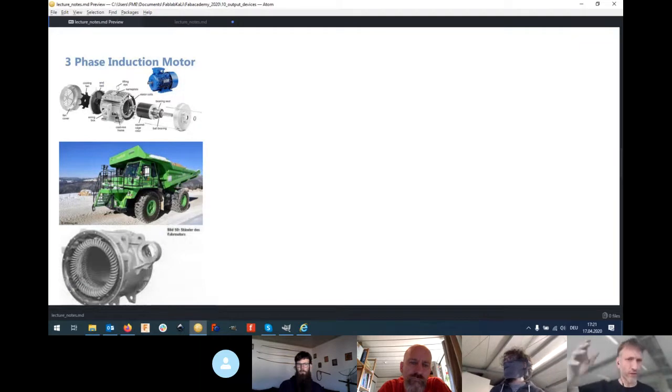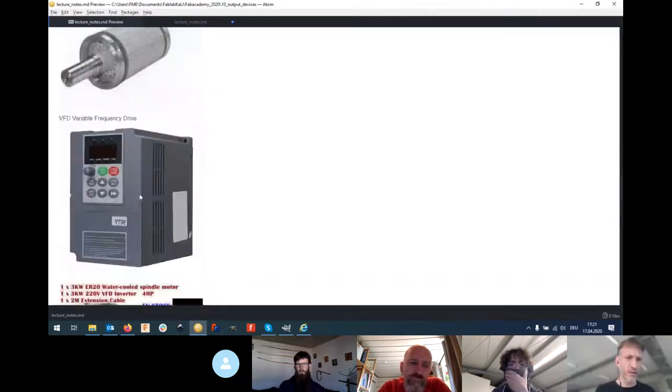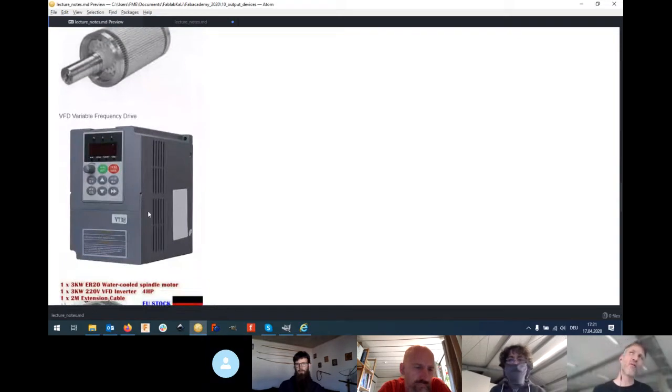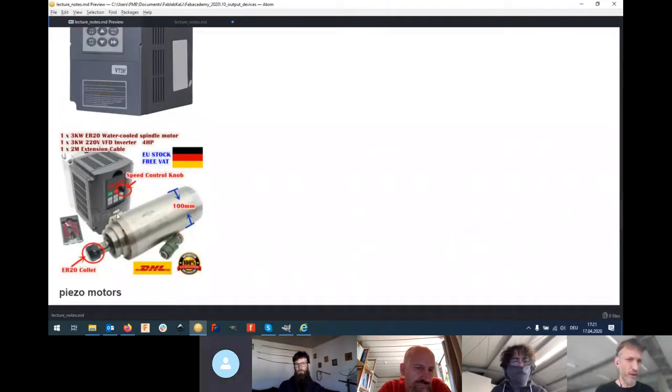So they run at 1,500 something rotations. And if you want to adjust the speed, you have to generate your own 3-phase current where you can control the frequency. For example, if you buy a spindle for a milling machine, it already comes with a VFD, and then you can very comfortably adjust what this thing is doing.